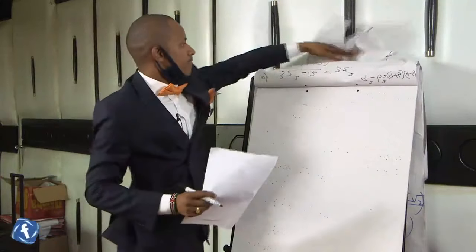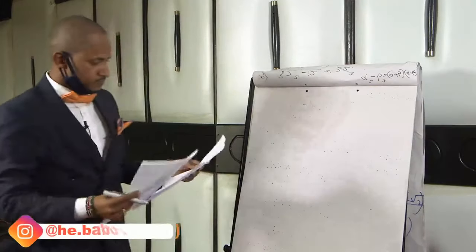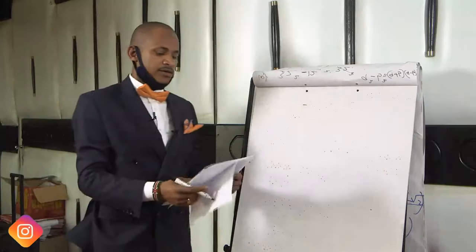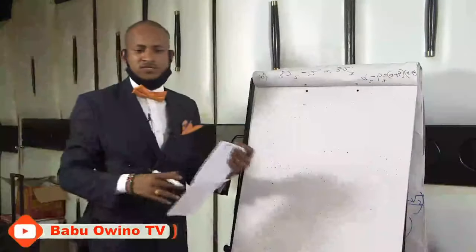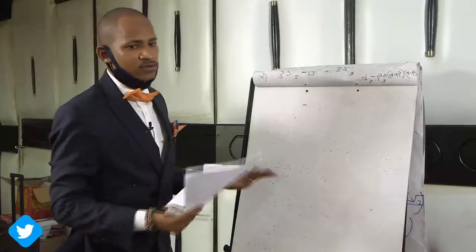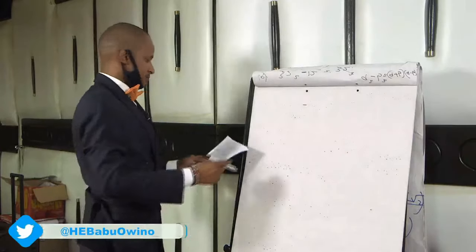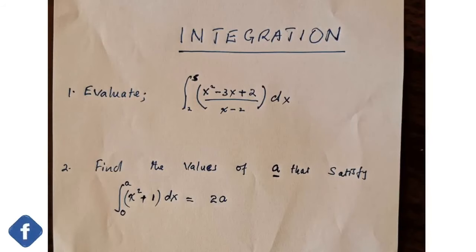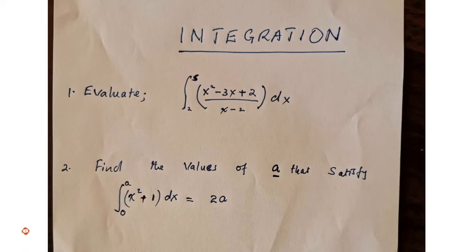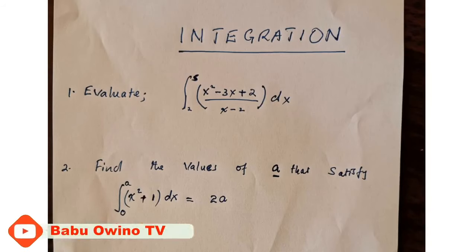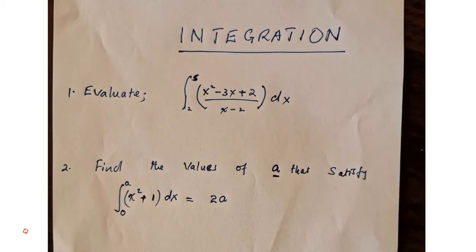Then our last question is on calculus, which is integration. Most people, they don't go well with calculus. Calculus is one of the easiest. So question number 11, you are told to integrate. This sign means integration with the limits of 5 and 2. Integrate x squared minus 3x plus 2 divided by x minus 2 with reference to dx.